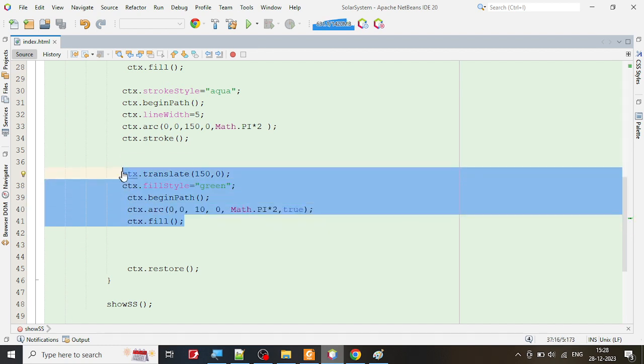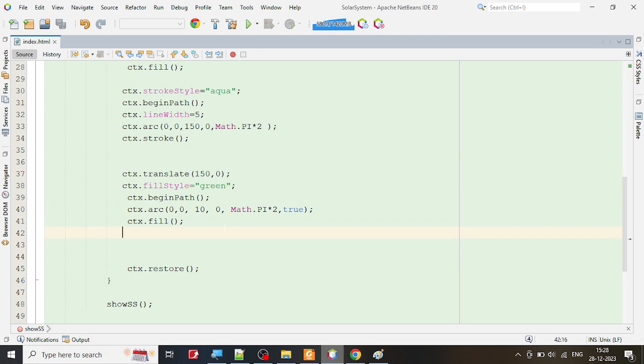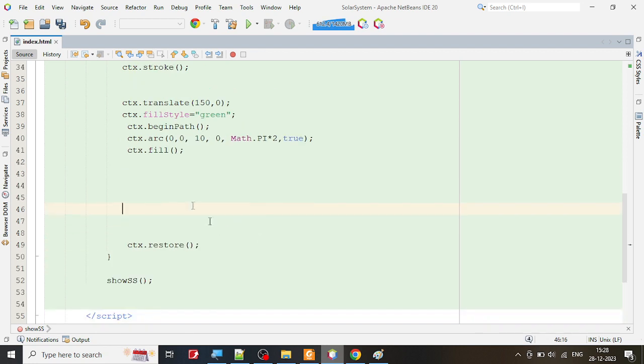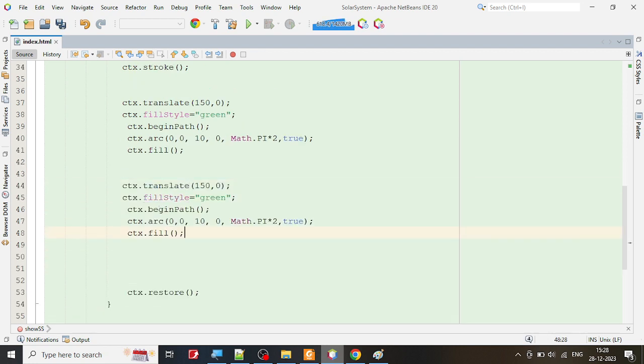I'm going to just copy this. This whole thing will repeat again. So instead of typing it, I'm going to just paste it here. So translate it by, let's say, 35, not 350, 35 or 30, whatever it is. Slightly you're going to move. Okay, done. And you can move along the x direction or along the y direction.